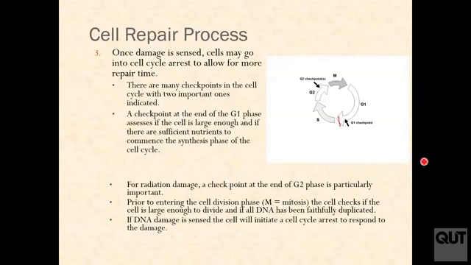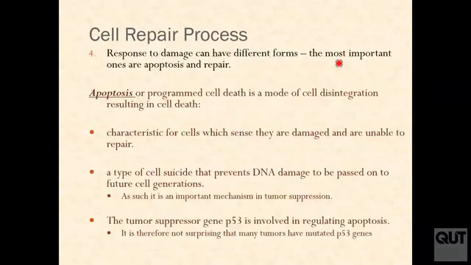For radiation damage, there's a checkpoint at the end of the G2, which is very important. It checks to see that the cell is large enough to divide, and if all DNA has been faithfully duplicated at this point. If DNA damage is sensed at this point, the cell will initiate a cell cycle arrest and respond to the damage. The response to the damage can have different forms. The most important ones are apoptosis and repair.